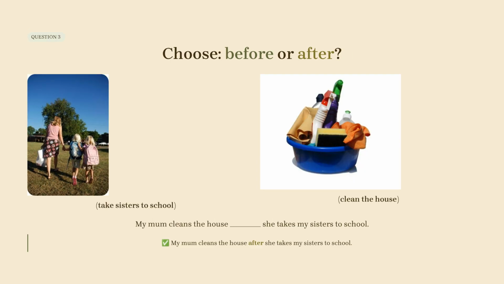Question 3. Choose before or after. Look at the two actions. Take sisters to school and clean the house. Our sentence says, my mom cleans the house, she takes my sisters to school. The correct choice is after. My mom cleans the house after she takes my sisters to school.